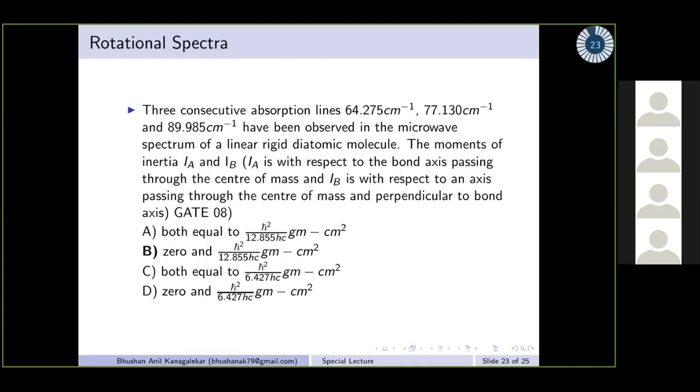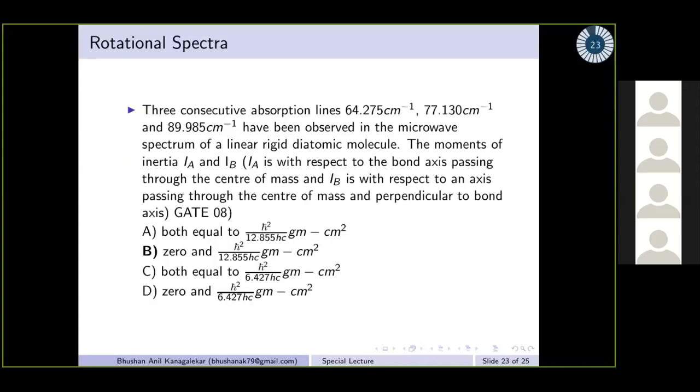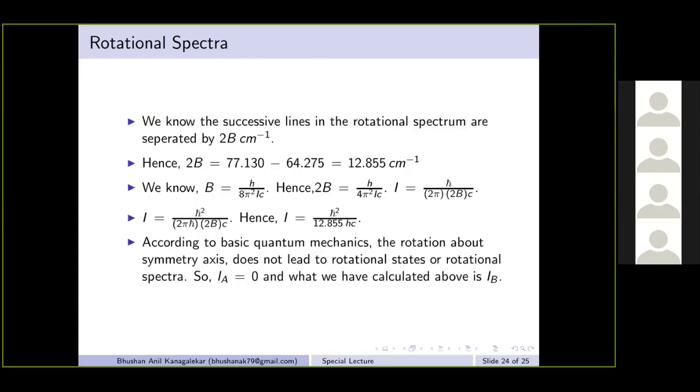Now we have to calculate IB. As we have seen, the successive lines in the rotational spectrum, 64.275, 77.130, have a separation of 2B centimeter raised to minus 1. So 2B is 12.855 centimeter raised to minus 1, and I will substitute this value in the problem.